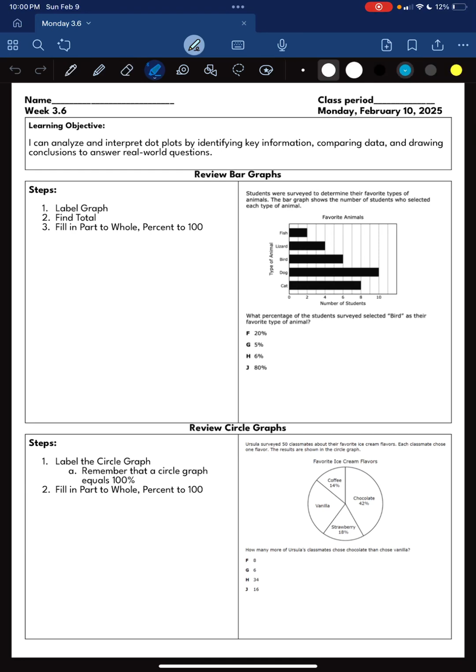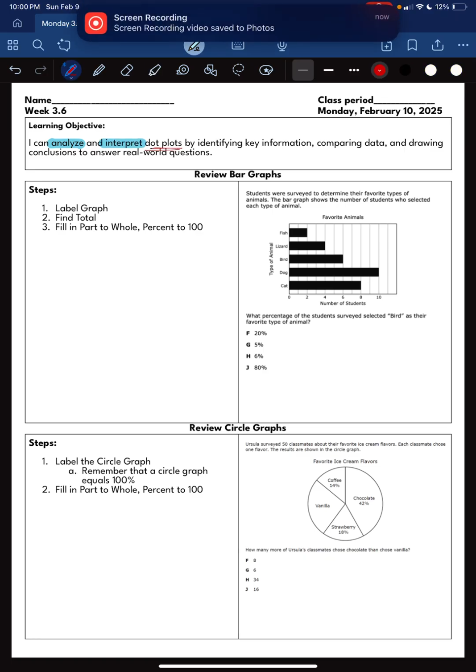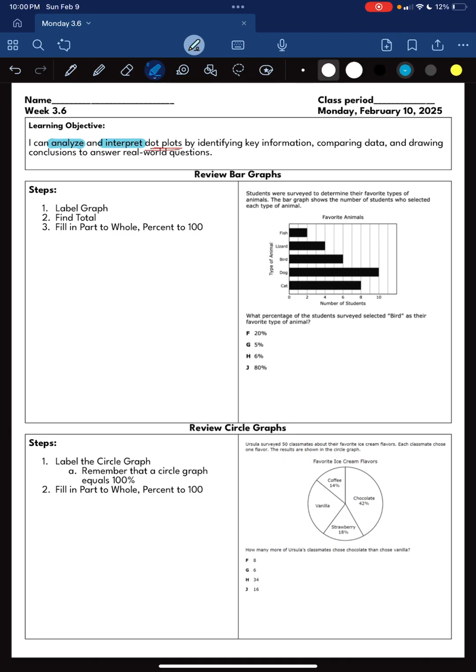Okay, let's begin with our learning objective. We are going to analyze and interpret dot plots. So we're looking at a new graph, and then we're going to identify, compare, and draw conclusions. Okay, so we're focusing this week or today on dot plots.